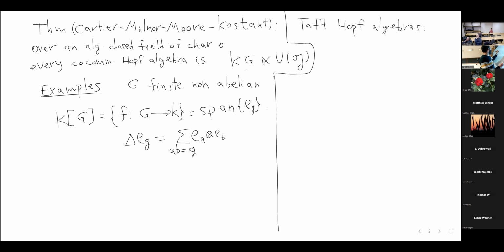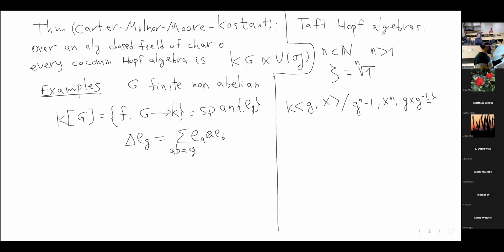So let's do the following. Let's take n, just an integer. I would assume that it's bigger than 1 here. I take zeta, which is an nth root of 1. And then I take the following algebra: K, the associative algebra, not commutative, generated by 2 elements, G and X, modulo the relations that G to the n minus 1 is 0, X to the n is 0, and G X G inverse is equal to zeta X. So modulo the ideal generated by these relations.